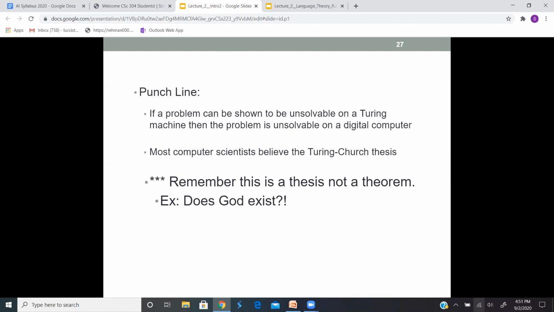Again, some books call it the Church-Turing thesis. Some books say Turing thesis, and of course, some books say Church thesis. Now, this is a thesis, not a theorem. So I ask you the question, does God exist? You can't prove that to me, yes or no.